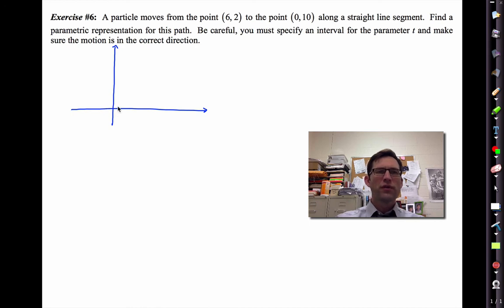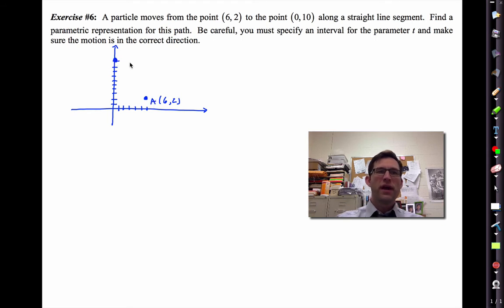We've got a particle moving from 6, 2 to 0, 10. Counting on the graph: 1, 2, 3, 4, 5, 6, and up, 3, 4, 5, 6, 7, 8, 9, 10.